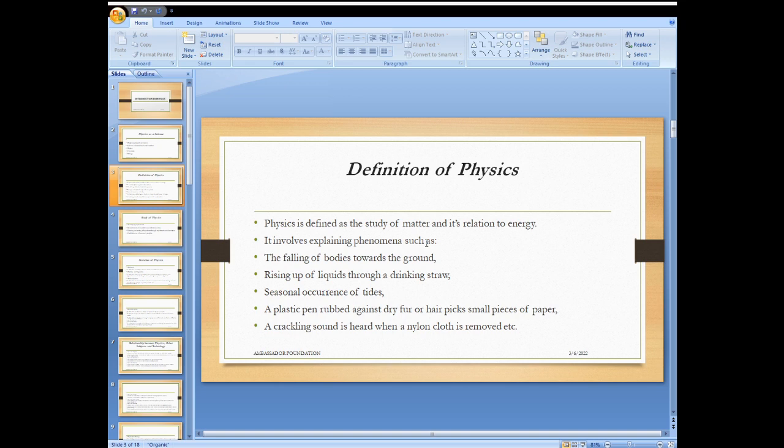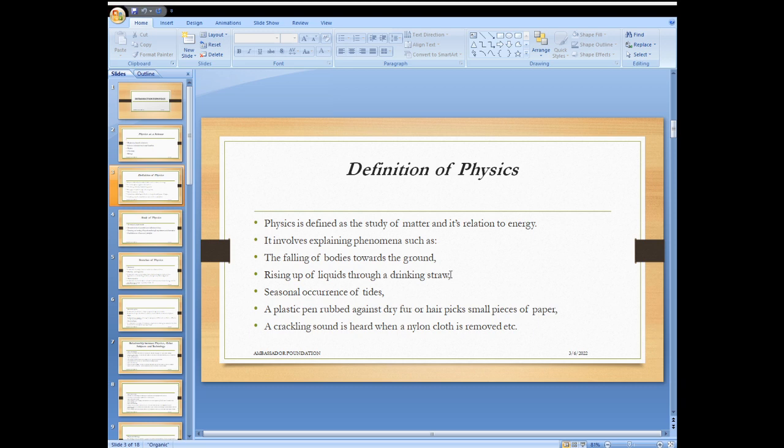There are many unexplainable things that can be explained very well in physics. For example, the study of physics explains the phenomena such as the falling of bodies towards the ground. Why is it that when you throw a body upwards, it will come down? We will explain this in physics. Another is the rising of liquid through a drinking straw. If you want to take your favorite drink, soda, you just use a straw and it rises up all the way to your mouth.